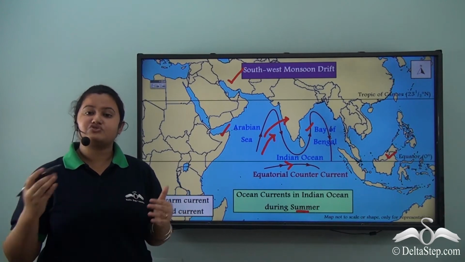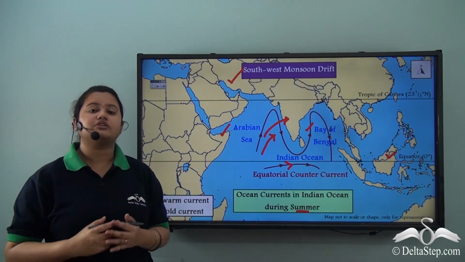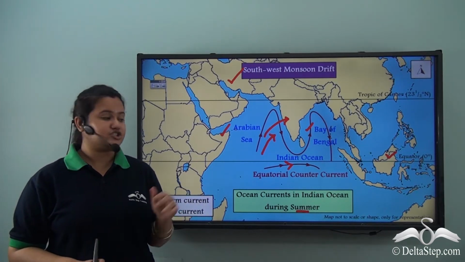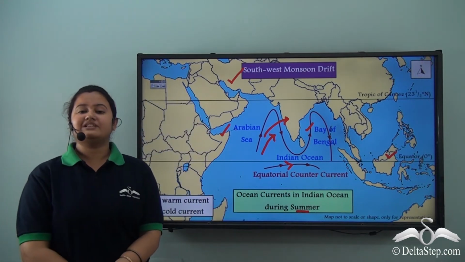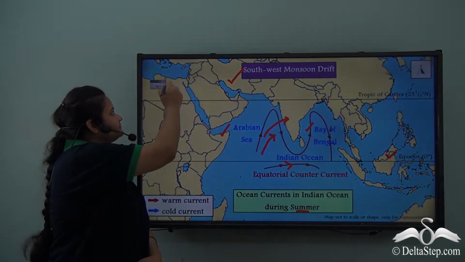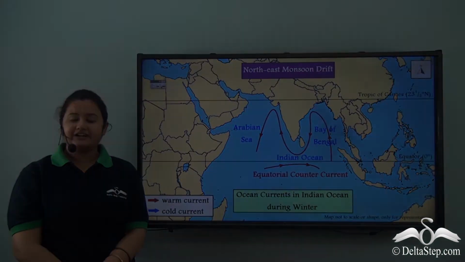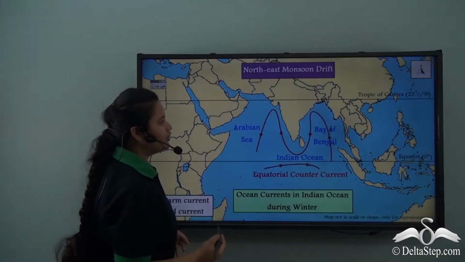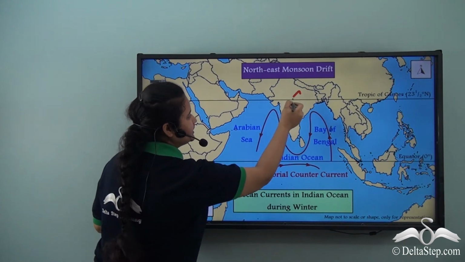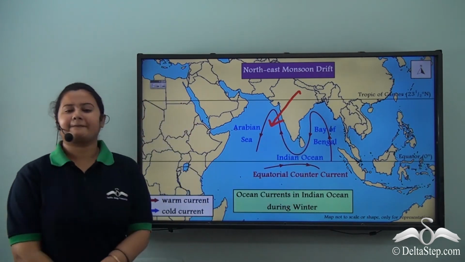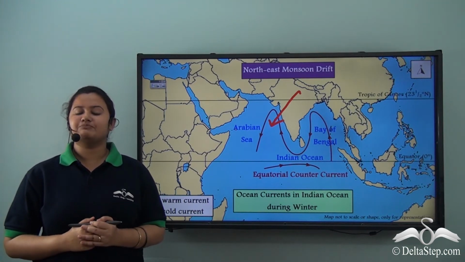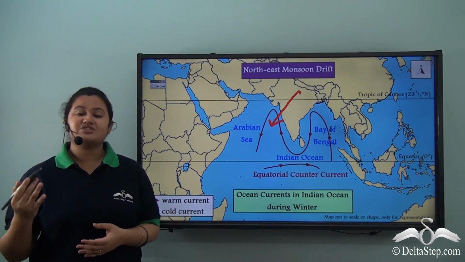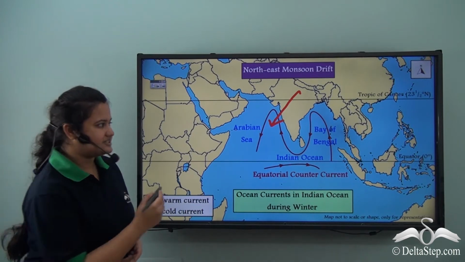Because the monsoon winds travel from the southwest direction, the ocean currents influenced by them also travel from the southwest direction during summer. Now we will see what happens during winter. We have learned that during winter, the dry monsoon winds blow from land to sea. Therefore, the monsoon winds actually travel from the northeast direction. Now, the presence of these monsoon winds affects the movement of ocean currents. How? The ocean currents also travel in the northeast direction. See?